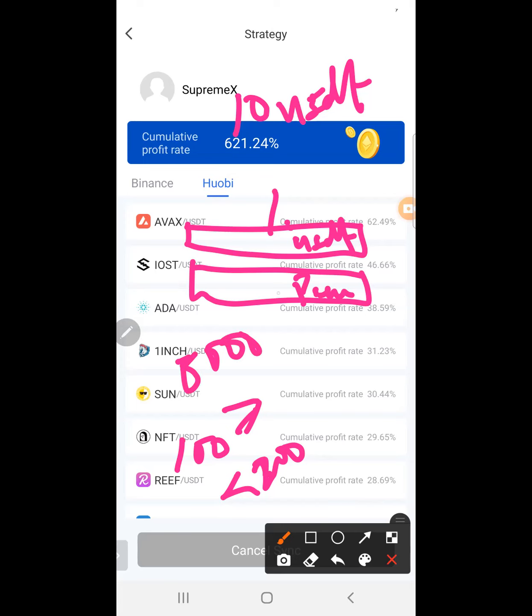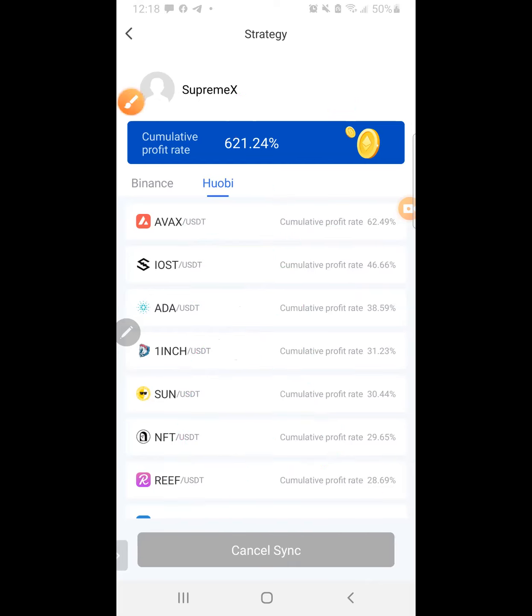Your pieces depend on what you have. If you have 100, just put 1 piece. If you have 200, put 2 pieces. 300, 3 pieces. 400, 4 pieces. Like that, like that, like that. Right? And then click sync. That's all you need to do.